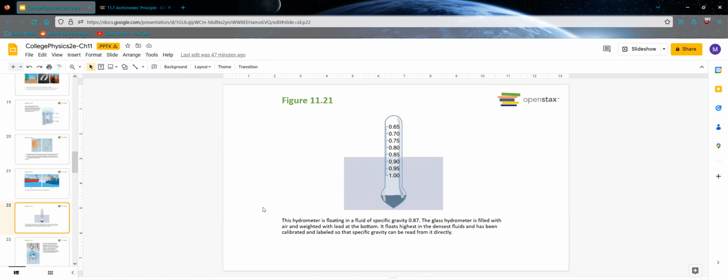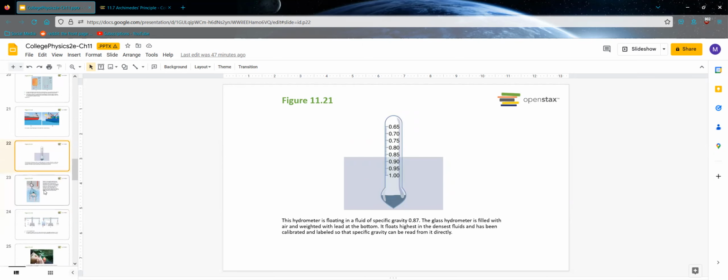Going to a couple more examples. Specific gravity is cool. That is something's relation to water, how dense it is compared to water. It's commonly used.